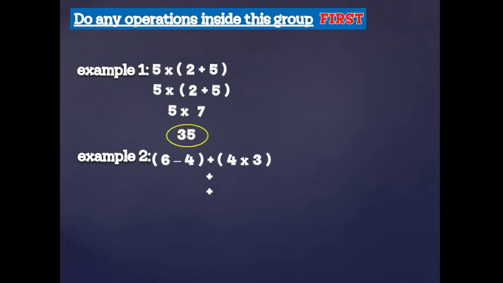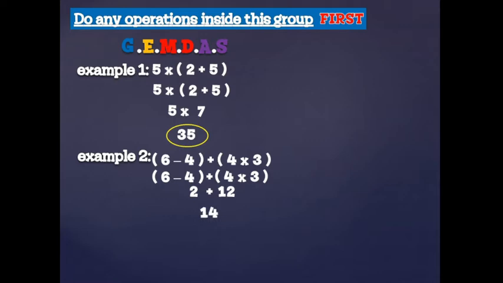Example number 2. We do first what is inside the parentheses before doing anything that is not inside the parentheses. Since 6 minus 4 is inside the parentheses, and 4 times 3, we solve them first. 6 minus 4 is 2 and 4 times 3 is 12. Write down the addition symbol. 2 plus 12 is 14.